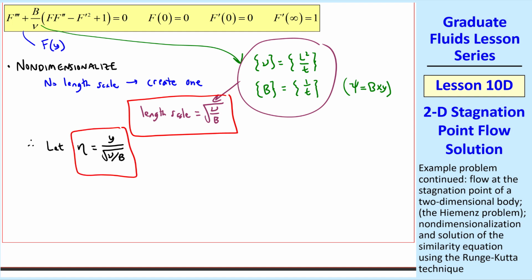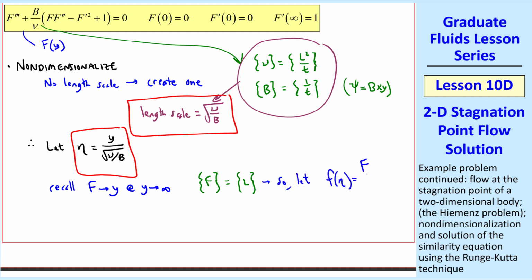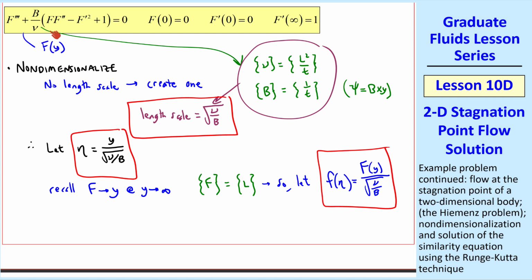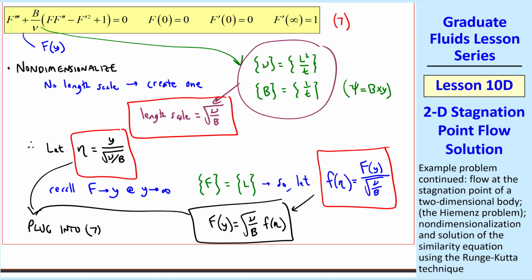What about capital F? F is a function of y, and you may recall that as y goes to infinity in the boundary layer, capital F approached y. Therefore, the dimensions of F are the same as that of y, which is length. So we'll let little f, which is a function of eta, be capital F, which is a function of y, over the length scale, square root of nu over b. Now both eta and f of eta are dimensionless. Let's plug these two definitions into our equation, which we had labeled equation 7. I'll write this out as F of y equals square root of nu over b times f of eta. And let's plug these into equation 7.